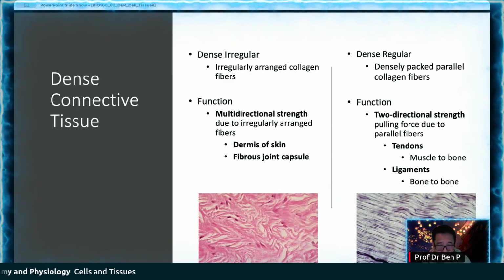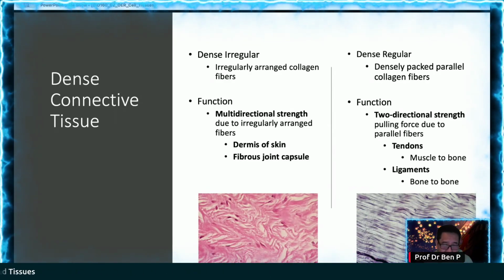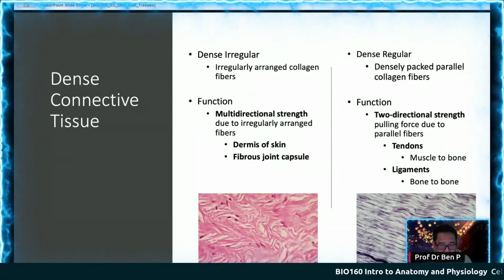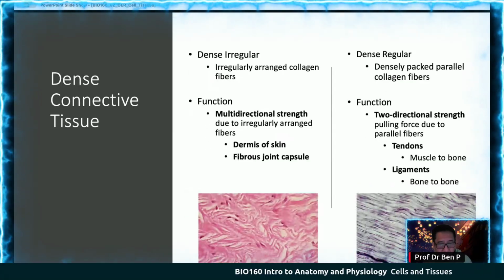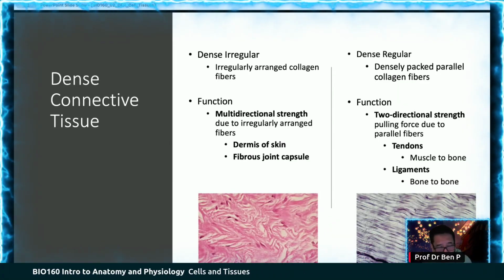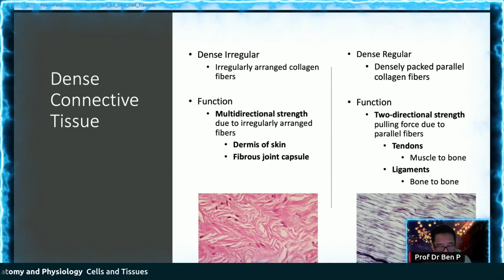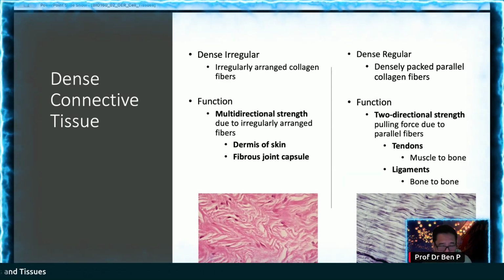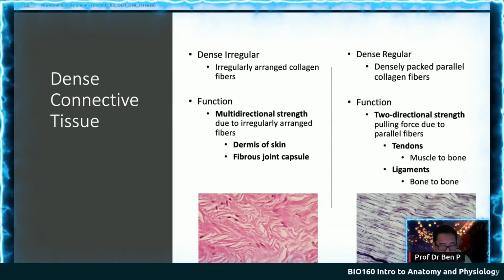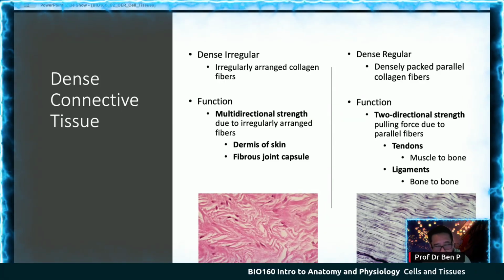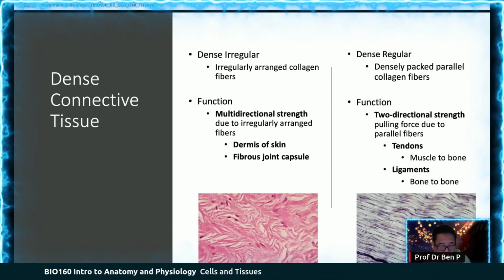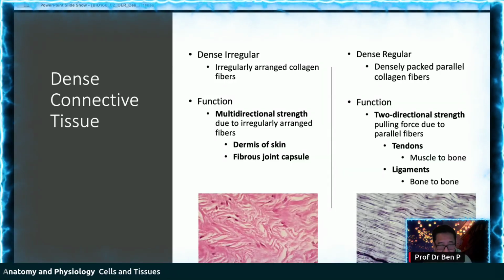So these are connecting. Think of dense regular as connecting two structures together, like your muscle to your bone, or your bone to your bone. The biggest tendon you have is your Achilles tendon, connecting your calf muscle to your foot bone. And your ligaments, you have your MCL and ACL. All of those are connecting the bones of your knee, like your tibia to your fibula on the bottom. So connecting bone to bone.